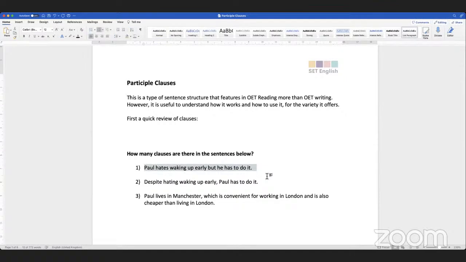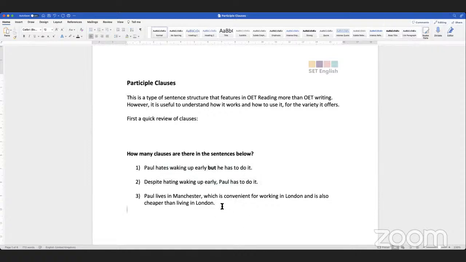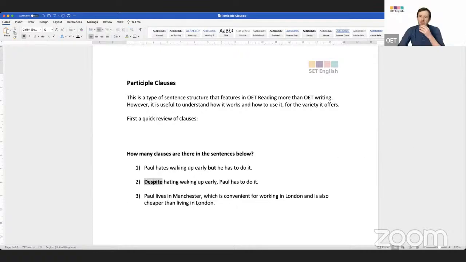Two clauses. Connected by what? But. Okay, next sentence, how many clauses? Two. Connected by what? Despite.